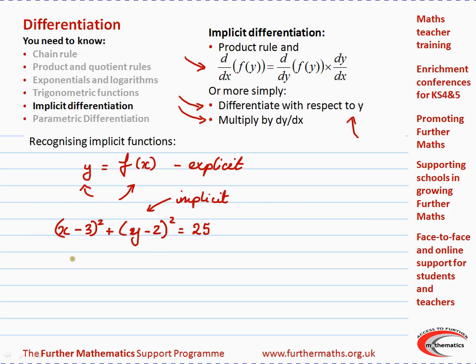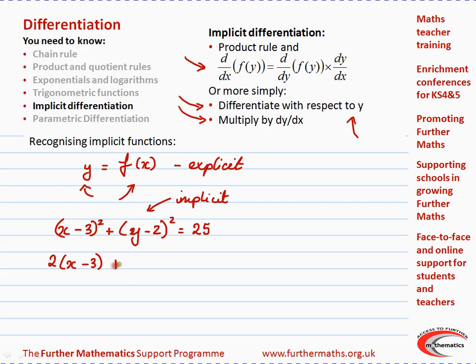Okay, so the first term in our circle here is actually a function of x. So when we differentiate this, we treat it just as if it were any other function of x. Differentiate the outside, that gives me 2 times (x + 3) to the power of 1, multiplied by the derivative of the bracket. Well, the derivative of the bracket here is 1, so 2(x + 3) is all I need.